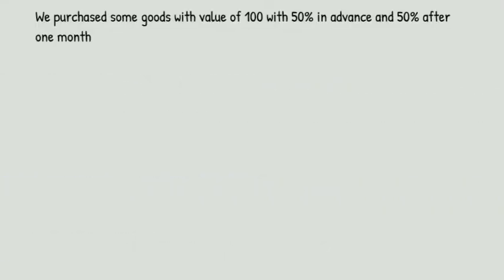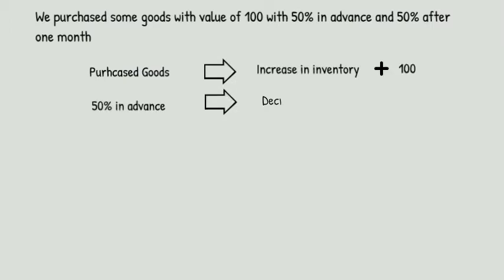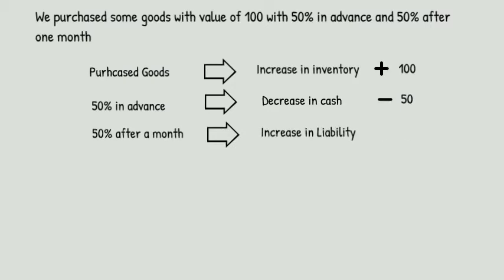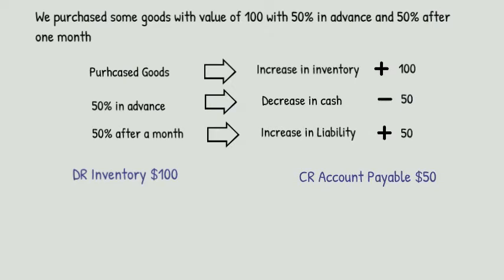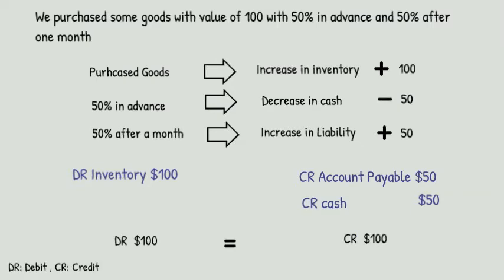Now let's say that we have a similar transaction. However, the payment was 50% in advance and 50% after 1 month. So this transaction will have three accounts involved. Purchasing goods means an increase in inventory, 50% advance means a decrease in cash, and 50% after 1 month means an increase in liability. So our entry is going to be debit inventory of 100, credit accounts payable of 50, and credit cash of 50. And we can see that the totals of debits and credits are equal to each other.